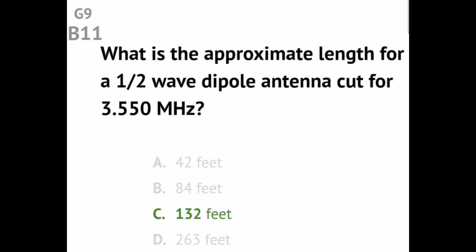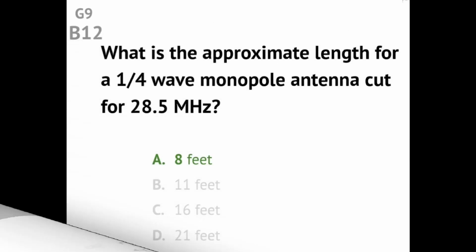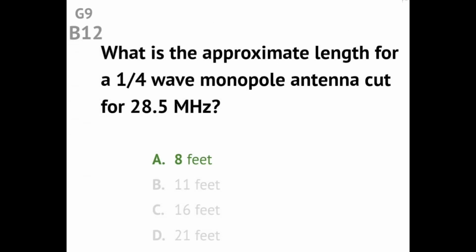Question G9B11. What is the approximate length for a half-wave dipole antenna cut for 3.550 MHz? Answer: 132 feet. Question G9B12. What is the approximate length for a 1/4 wave monopole antenna cut for 28.5 MHz? Answer: 8 feet.